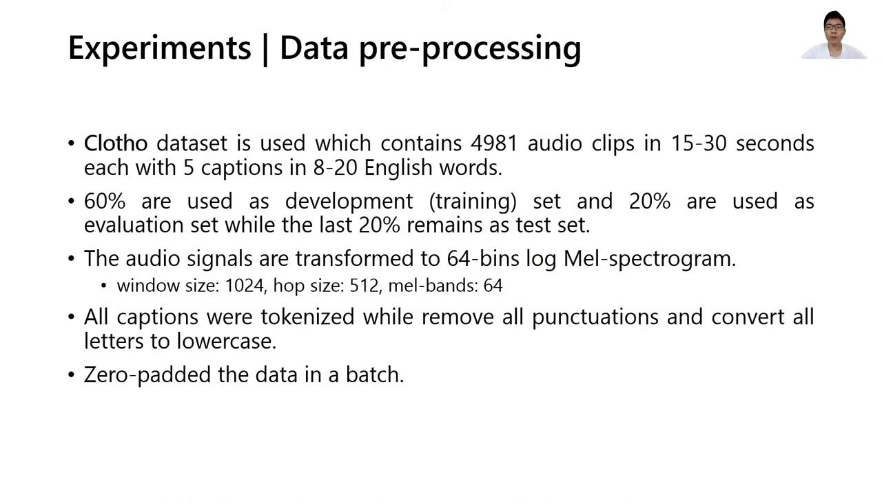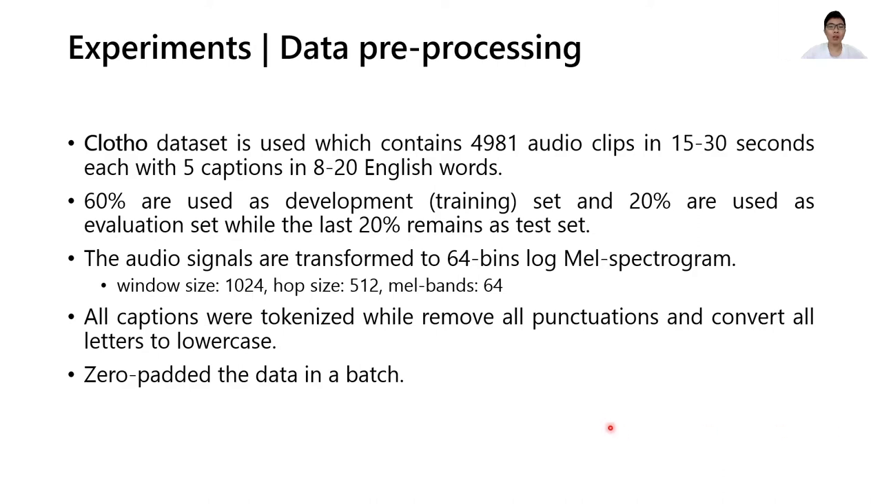Let's start our experiment part. In automated audio captioning, the Clotho dataset is used, which contains 4,981 audio clips of 15 to 30 seconds, each with 5 captions of 8 to 20 English words. Along the dataset, 60% are used as training sets, and 20% are used as evaluation sets, while the last 20% remains as test sets.